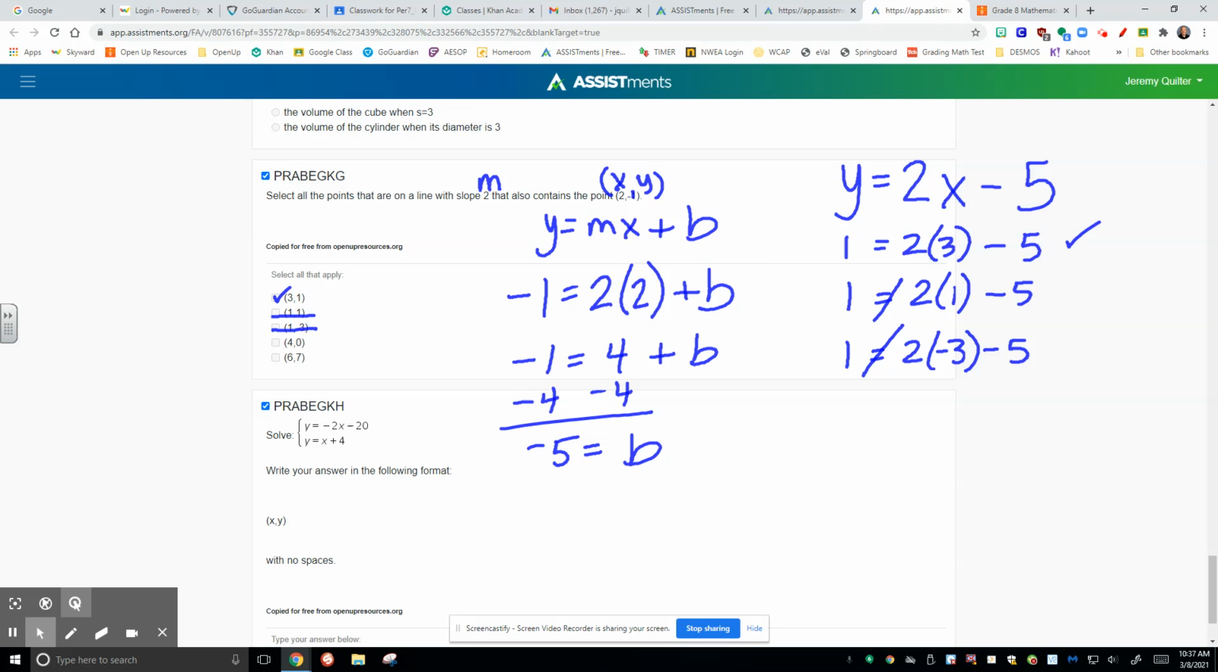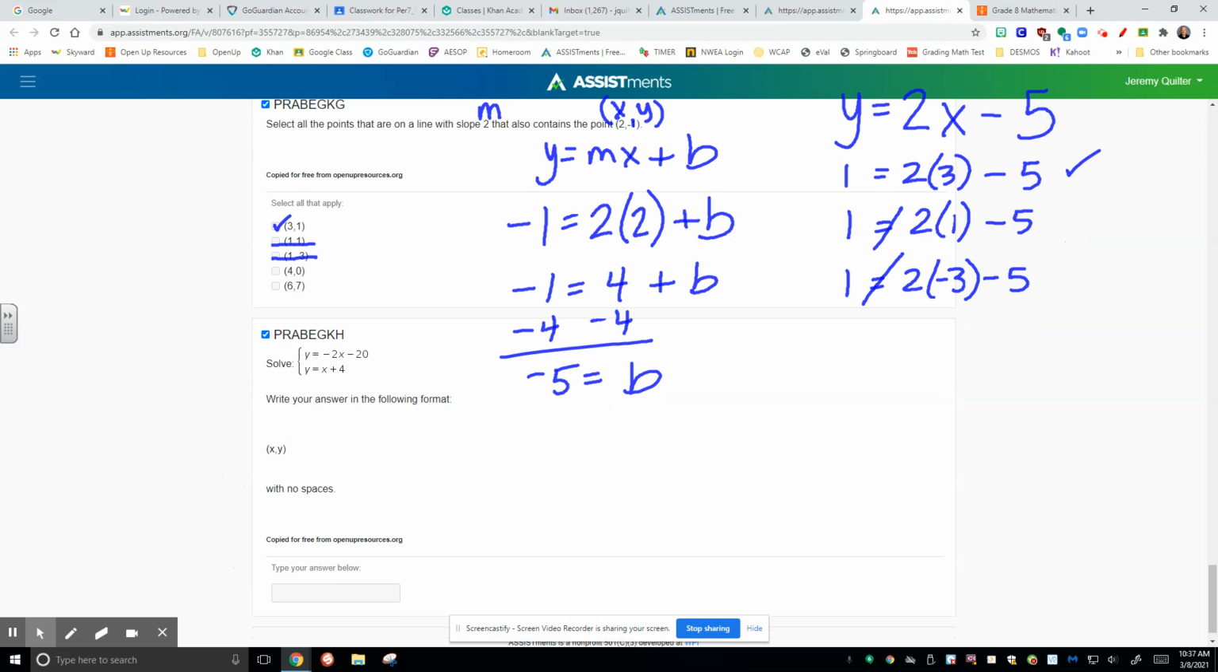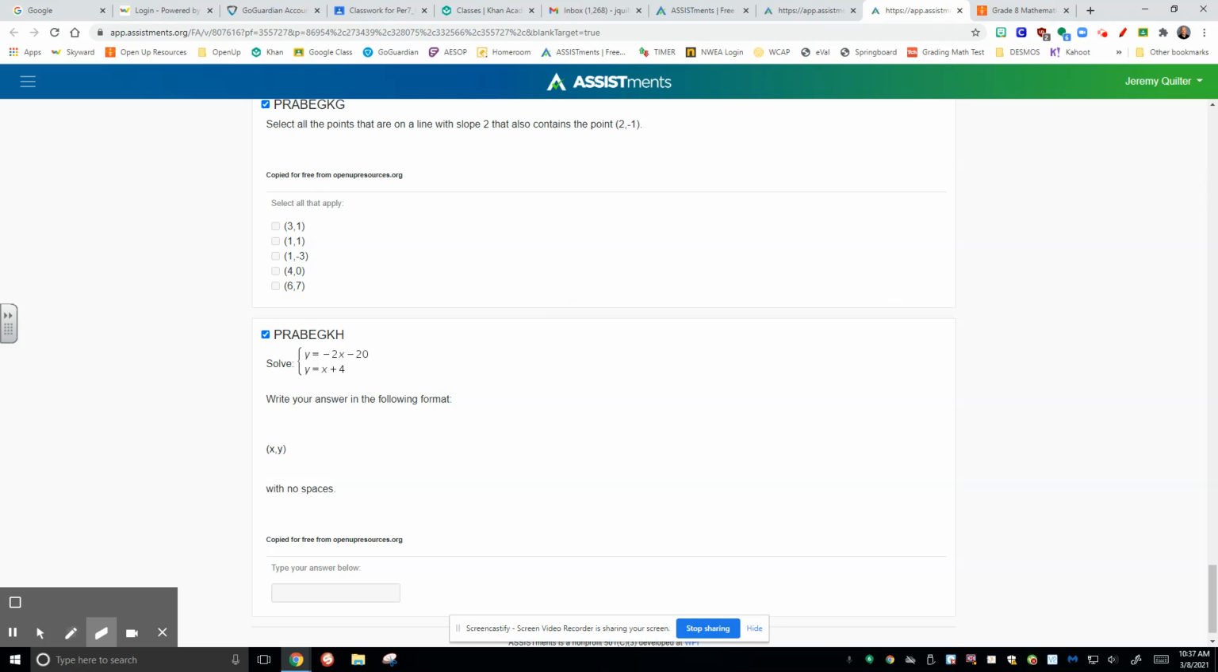For the final question, we're supposed to solve the system of equations and write your answer in the format of an ordered pair, x and y. Recall the piece that we use so much with substitution: these two equations are equal to y. Therefore, these two expressions are equal to each other. Since 2x minus 20 is equal to y, and x plus 4 is also equal to y, given that y is equal to y, these two expressions must be equal. Solve everything for x.